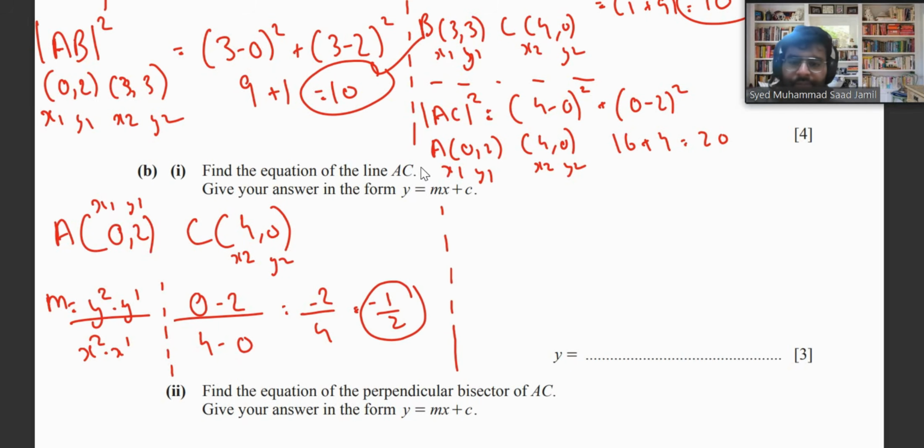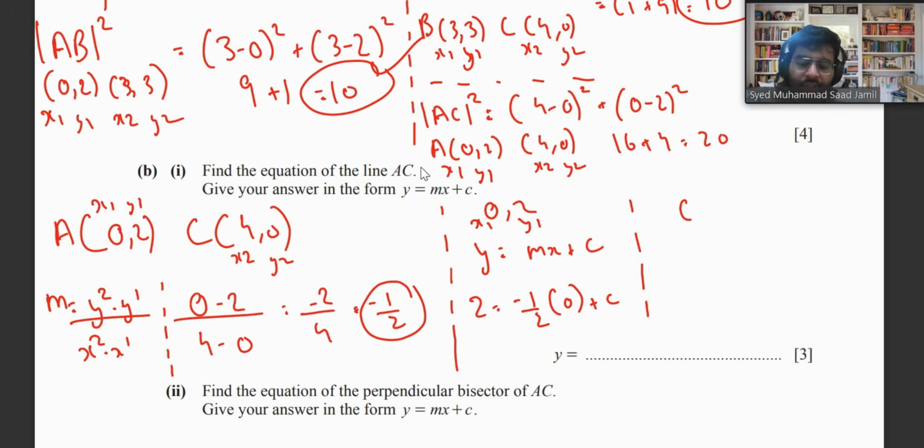Now second step, choose any point you want. Let's choose 0 comma 2. So y is equals to mx plus c. This is x1, this is y1. So 2 is equals to minus 1 upon 2, the value of gradient, and x is 0 plus c. So c is equals to 2. Alright. So your equation is y is equals to negative 1 upon 2x plus 2.